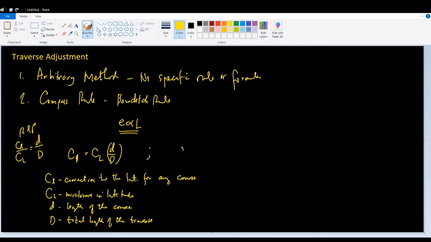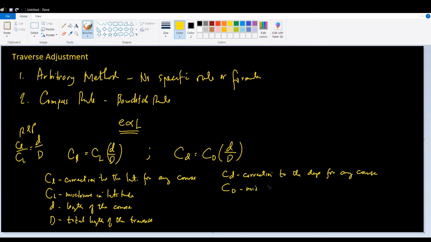Corollary to this is the correction due to departure, which is equal to C sub capital D, the misclosure in departure, multiplied by the length of that course divided by the perimeter. So in here, our C sub d is the correction to the departure for any course. And then C sub capital D is the misclosure in departure.